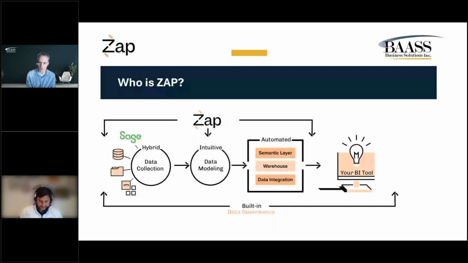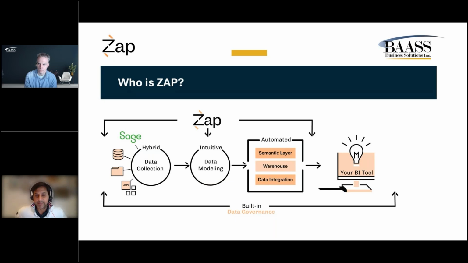Brilliant. Thanks, Steve. Hi, everyone. Thank you for taking the time to listen in. My name is Rohit. I'm the Global Sales Director for Zap. I've been with the company for almost 7 years now, and I've been part of ERP and BI for about 13, 14 years. Zap is an ERP data warehouse specialist. We are white labeled in the Sage world, so we are called Sage Data and Analytics.